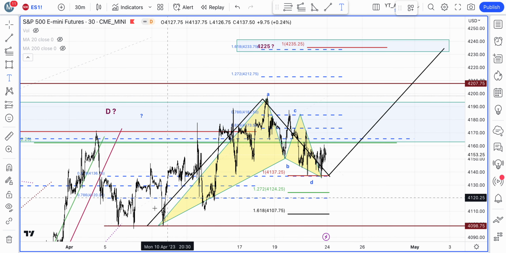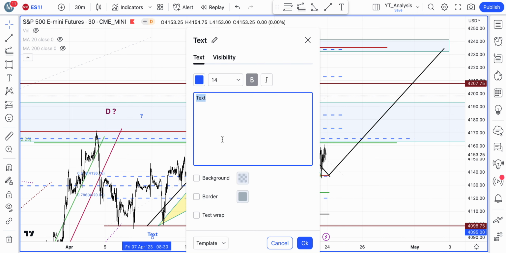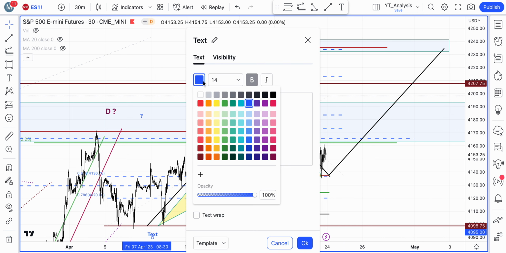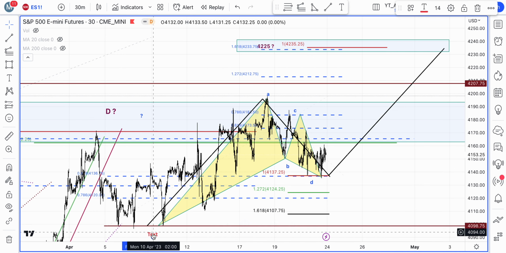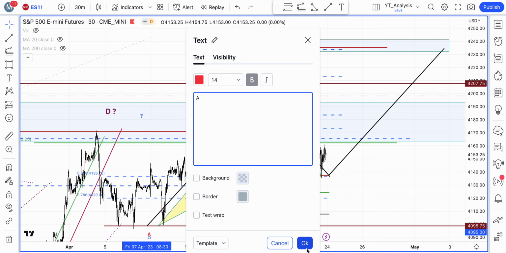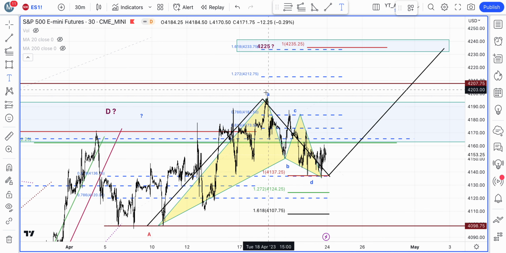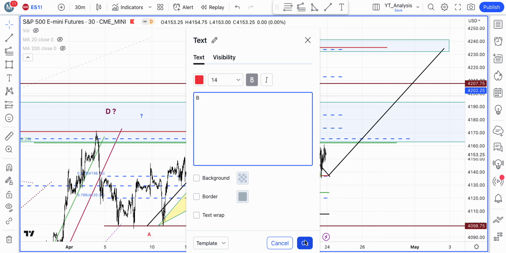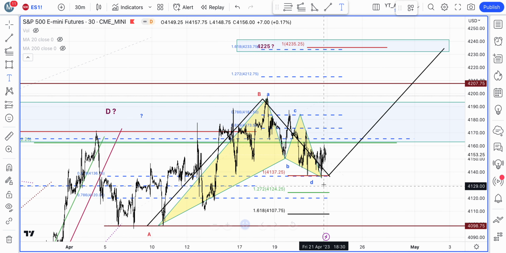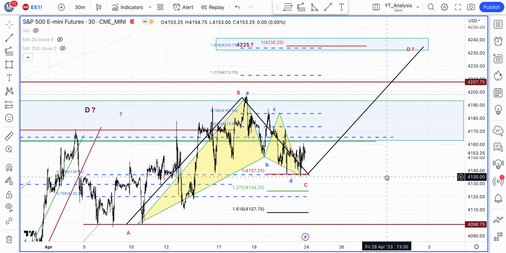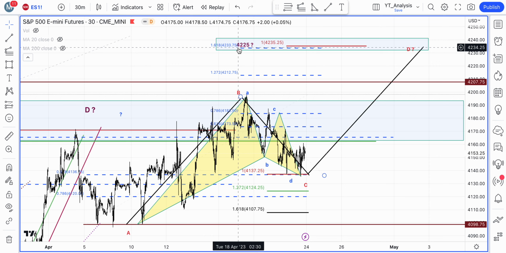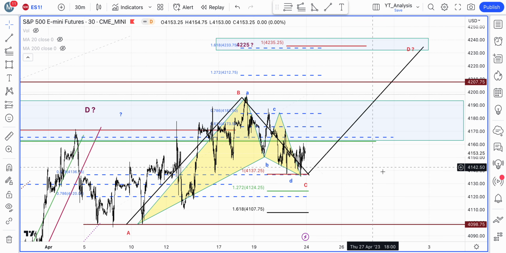So let me write it here, and I'm going to use a different color. A, B, C, and a possible D, if indeed the market is moving in this structure. And then we have the 1.618 expansion of this BC swing.